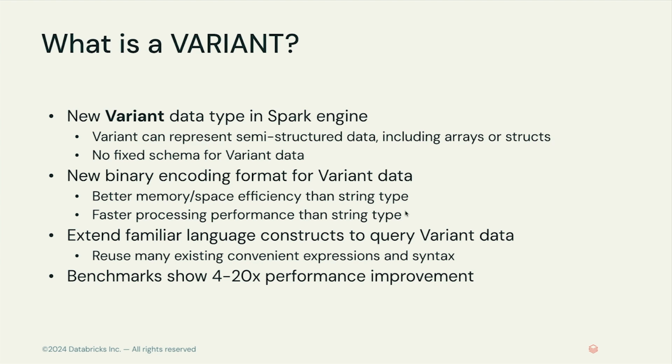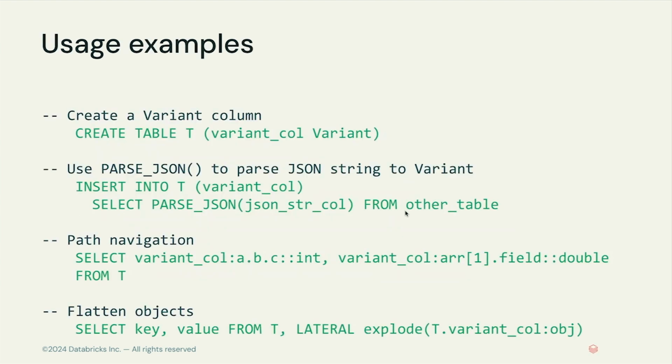And it also gives you kind of familiar ways to interact with it. So we'll get to that in a second. And it shows 4 to 20x improvement over working with JSON strings. So if you want to use it, you just create a variant type, and there'll be a lot more about this tomorrow. There's familiar ways to use it, so you can do a parse JSON command, you can use path navigation, you can flatten objects.